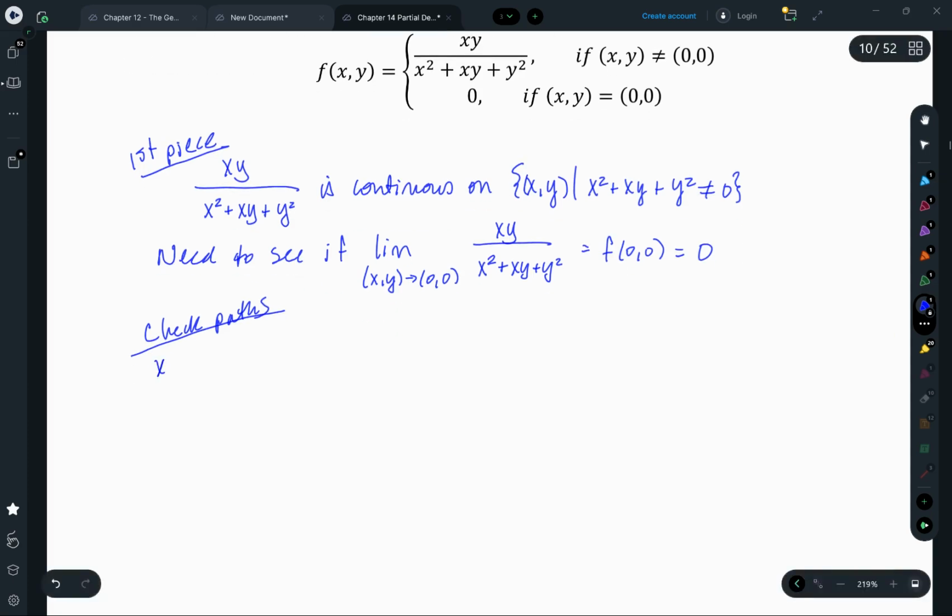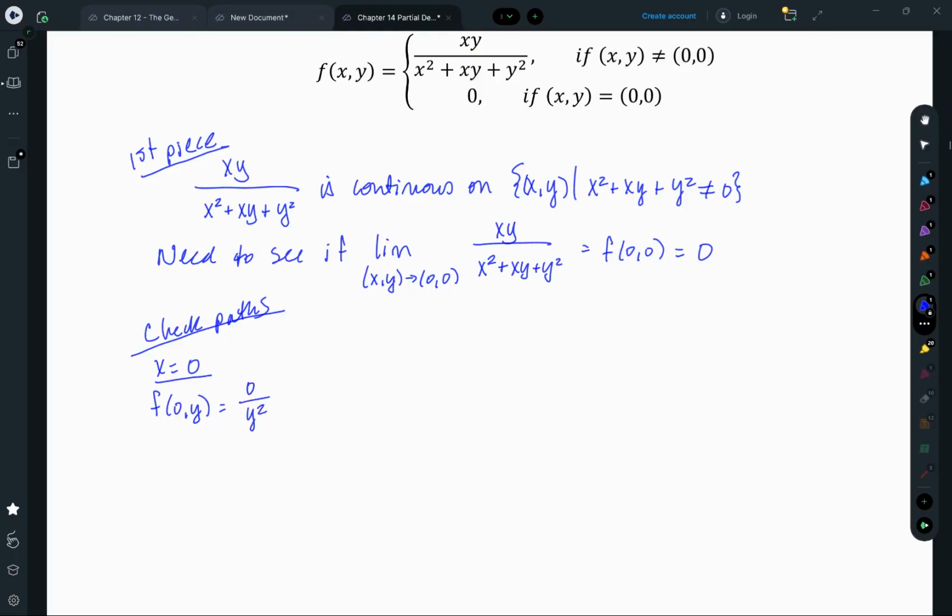I'll start along x equals 0, which is the y-axis. So I'm going to look at my function. F of 0, y would be equal to, well, if I replace all x's with 0, I end up with 0 in the numerator and y squared in the denominator. And 0 over y squared is 0. So what this means is that f goes to 0 as y goes to 0 in that equation.